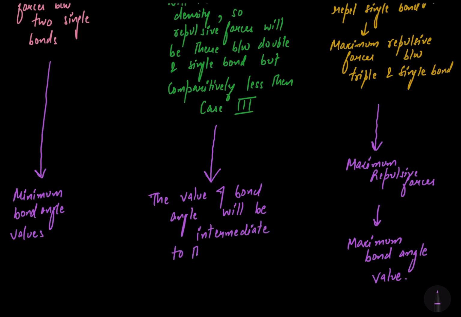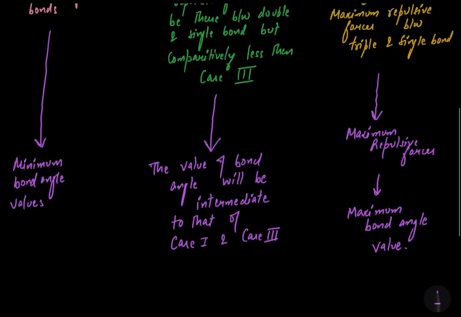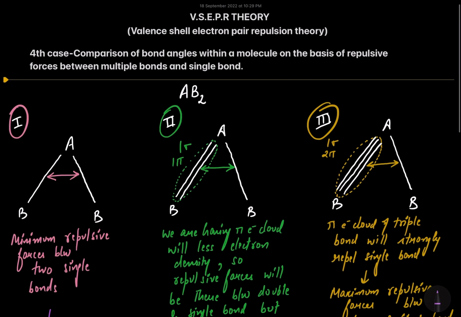To that of case number 1 and case number 3. So that's all about the fourth case of the VSEPR theory, the valence shell electron pair repulsion theory.